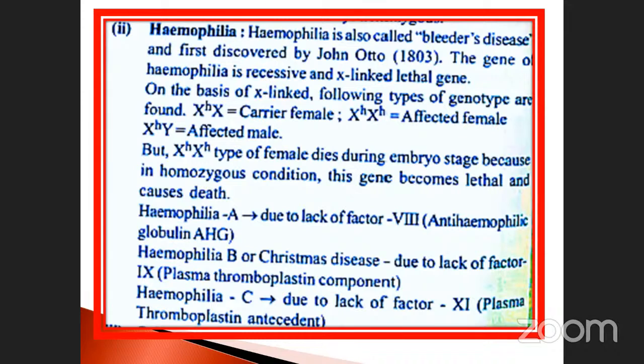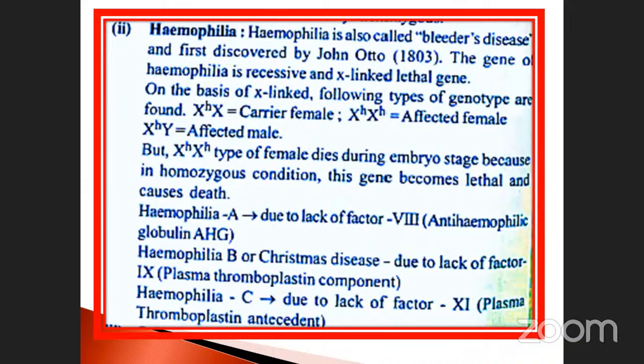These are the 3 factors that were identified. The scientist called John Otto identified them in the year 1803. Okay, it is mostly found in royal families. That's why hemophilia is also called the royal disease. Queen Victoria suffered from this disease. What happened?